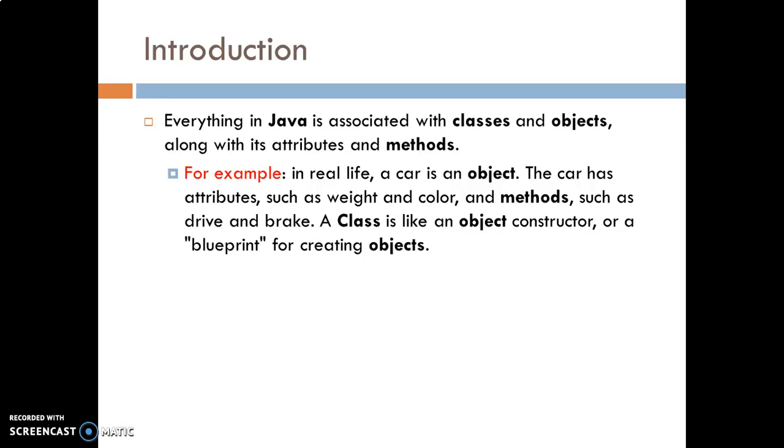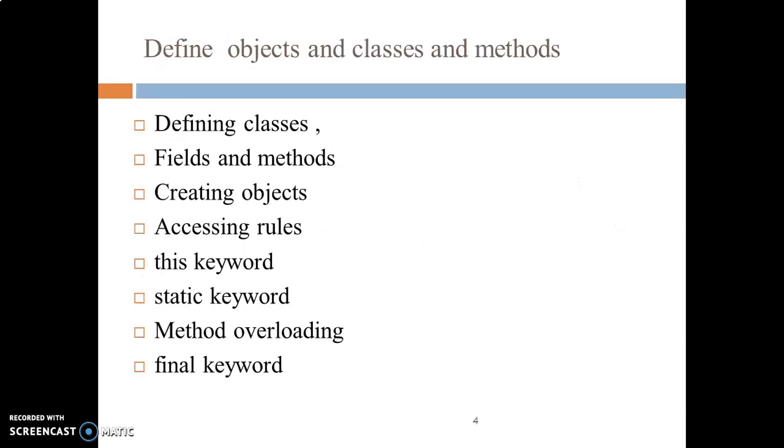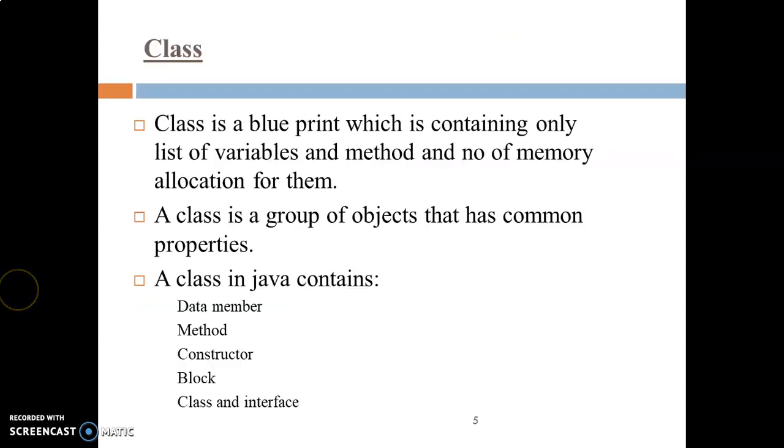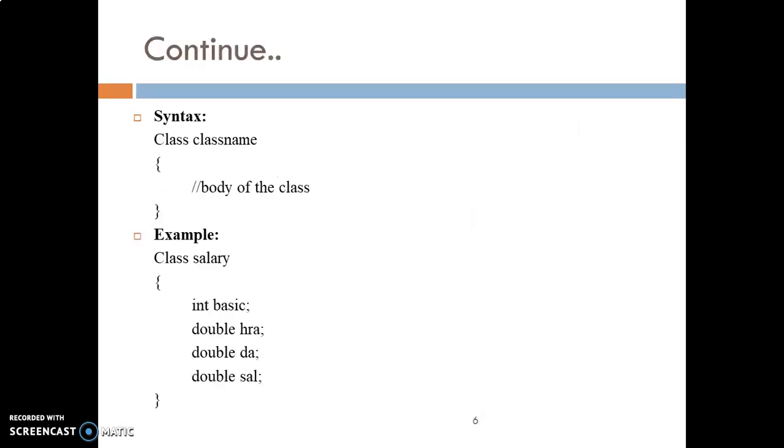Now we will see the next, how to define object, classes and methods. A class is a collection of objects that have the same properties. A class in Java contains data members, methods, constructors, blocks, classes and interfaces. So this is the syntax of a class.